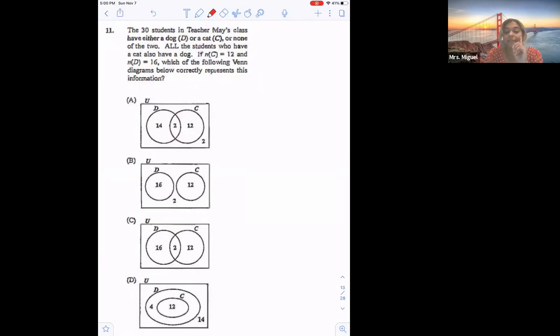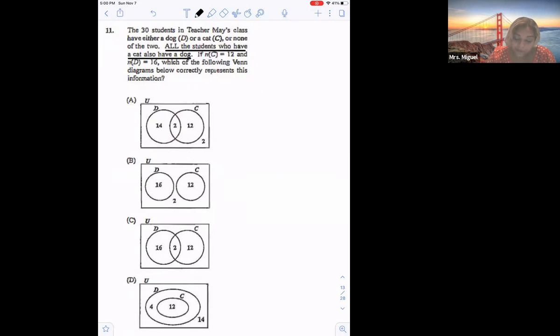So number 11 is similar to the one they brought for you all in 2021. The only thing is they say that all students who have a cat also have a dog. That one is the only difference. So it means that if you have a cat, you also have a dog.